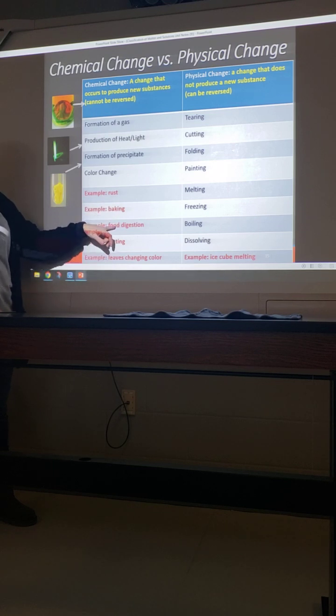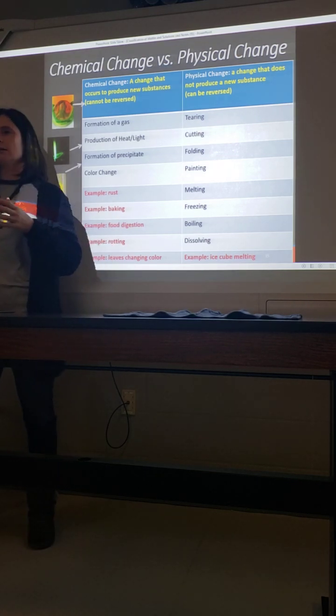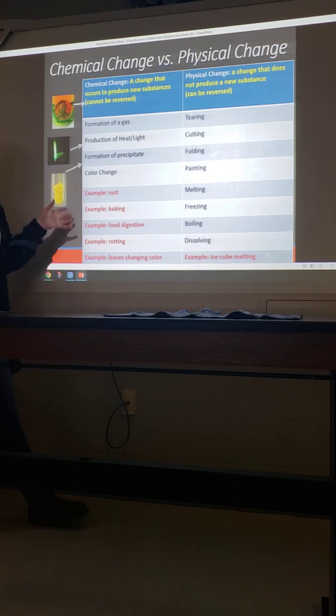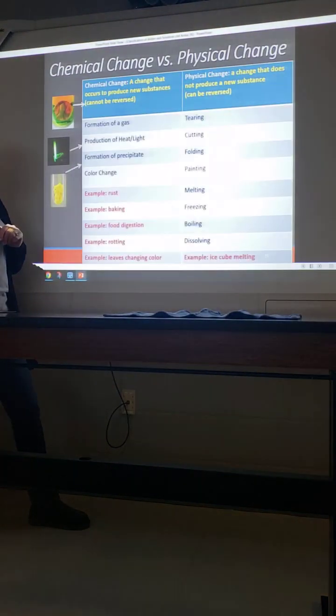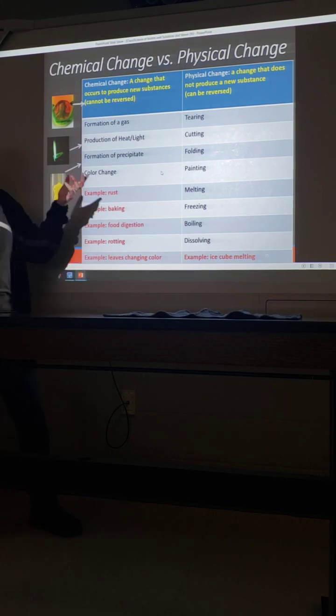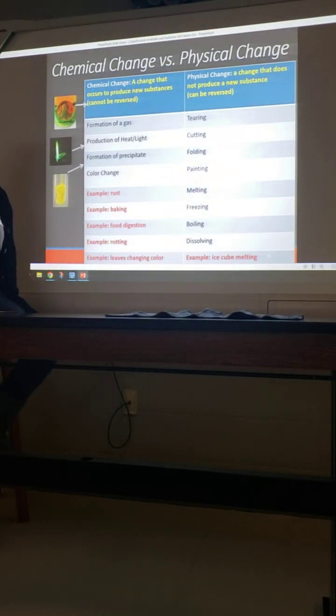Anytime something is rusting, that's an oxidation reaction, that is a chemical change. Baking, food digesting, you don't even have to think about it, it's a chemical change. Anything that is rotting, whether you're talking about leaves or plants, animals on the side of the road, right? We're going to see a picture here in a minute of rotting, but that usually sticks with people a little bit. Leaves changing color, again, like the fireflies, chameleons, how they can change color, that's a chemical reaction.